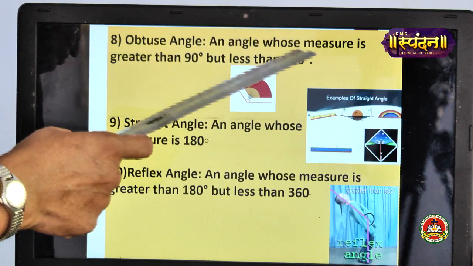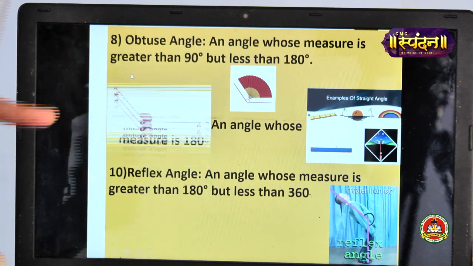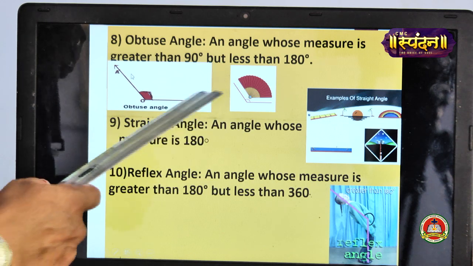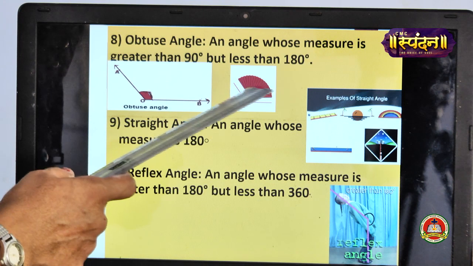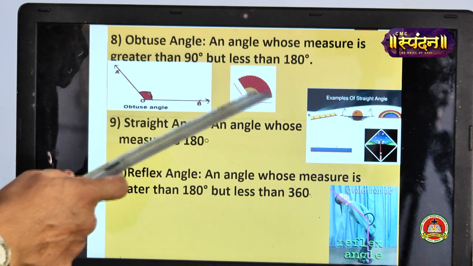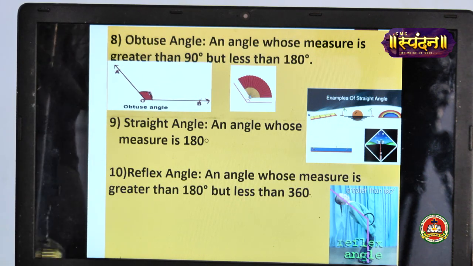Next is obtuse angle. An angle whose measure is more than 90 degree and less than 180 degree is called an obtuse angle. Here you are able to see the real life example, which is showing the obtuse angle over here. Next is straight angle.